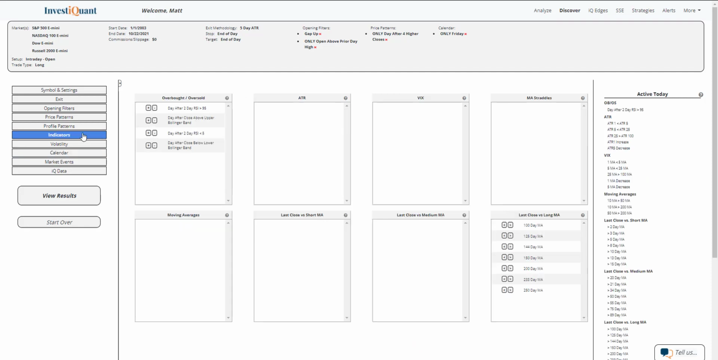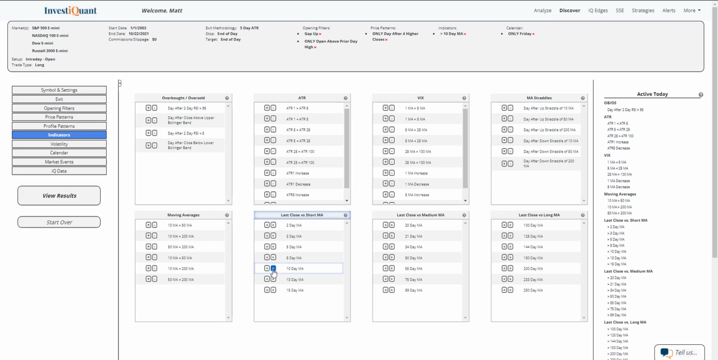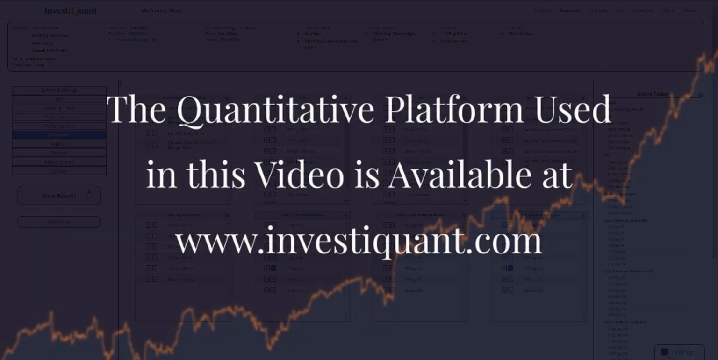All right, lastly, I'm going to add some indicators to it. We're in a strong bull market. We are back to those all-time highs now, so we're above a 10 and a 200-day simple moving average. Now I'm going to click View Results.